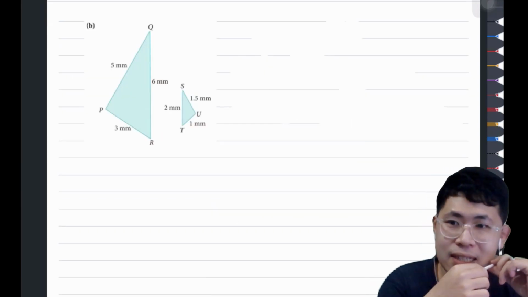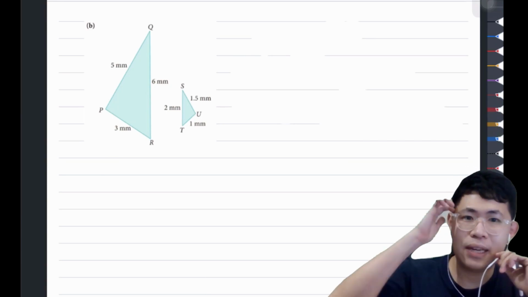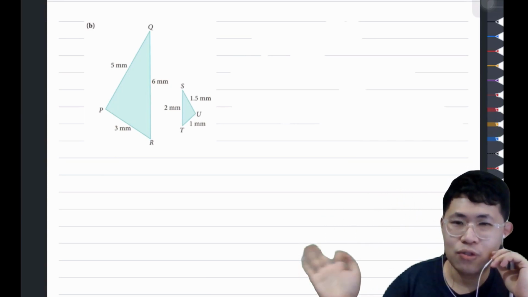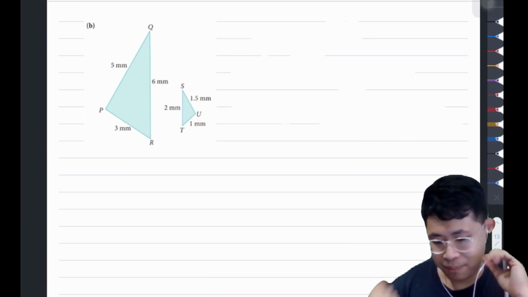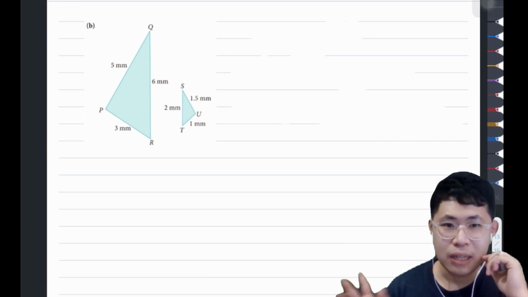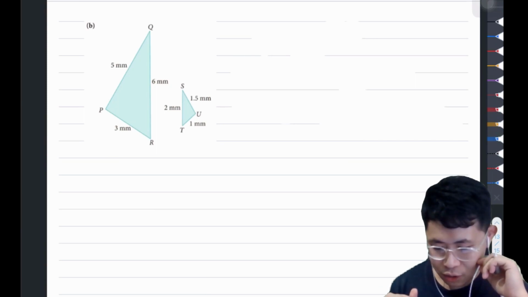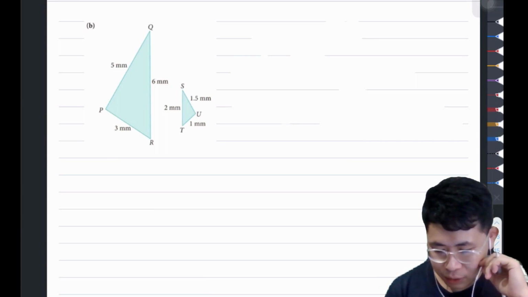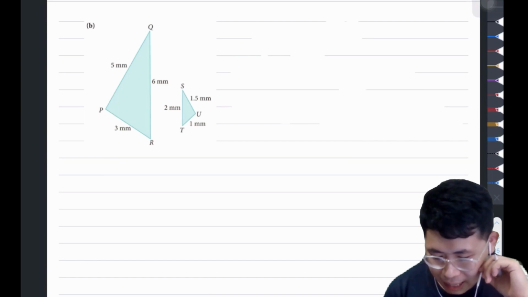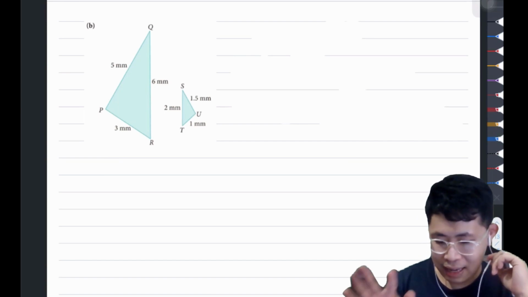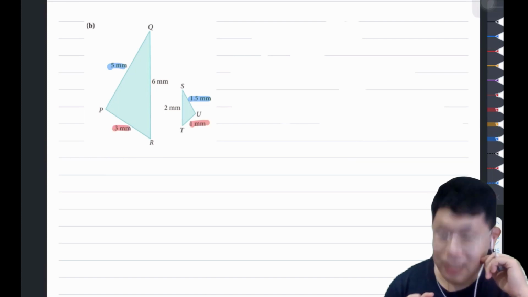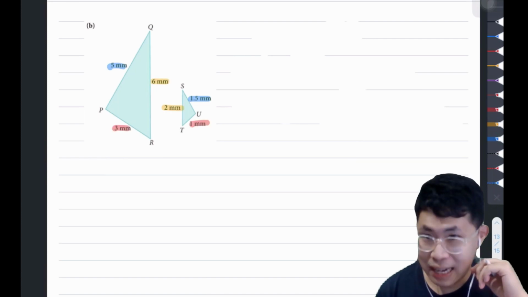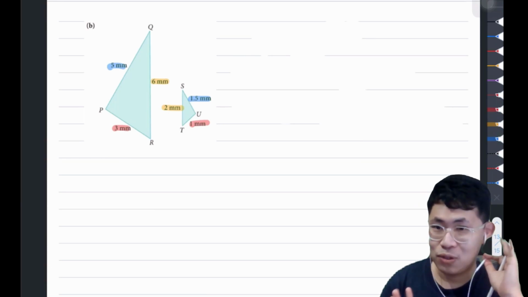In this next question B, we have two triangles with three sides, so we are going to do the SSS test. Without further ado, let's do a little bit of matching for this. The longest with the longest, shortest with shortest, and then the middle one with the middle one. So I have my middle ones, my shortest lengths, and my longest sides. You see how I match those.